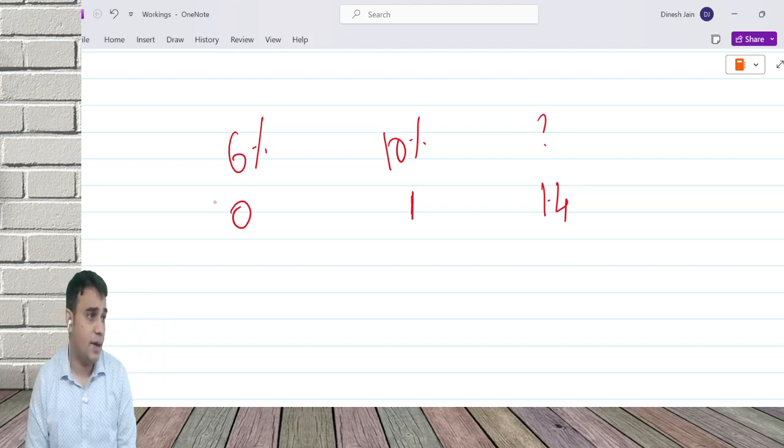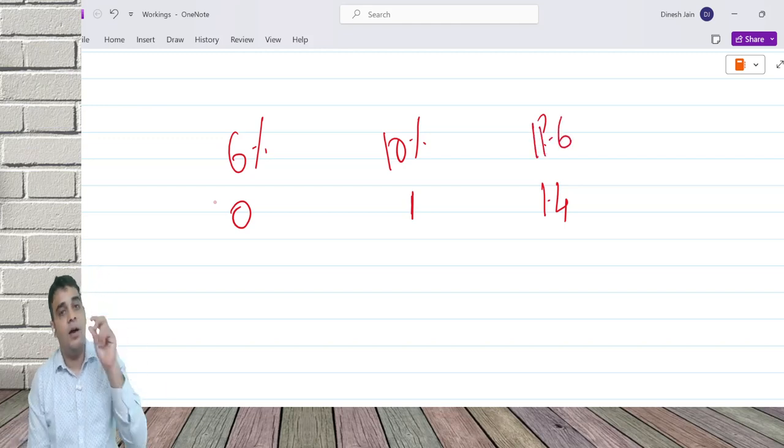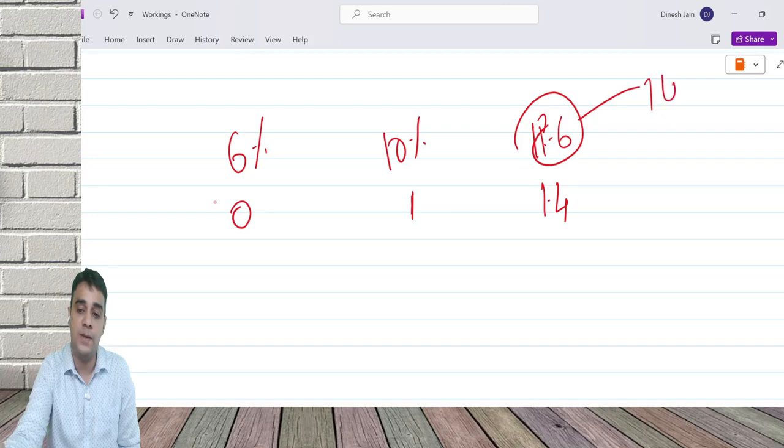RF plus beta into RM minus RF. No, no, directly no into 10. Guys, please. RF plus beta into RM minus RF. How much? 11.6. So if you don't take risk, 6%. If you take one risk, 10%. What you did is you took more risk. You should have generated 11.6. Now he's saying I've generated 14%.